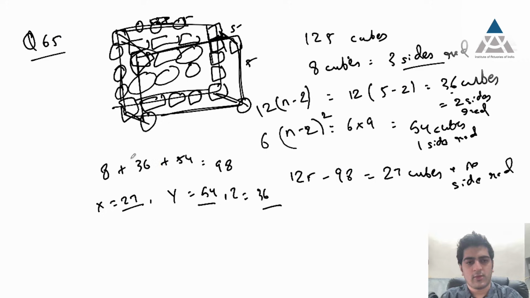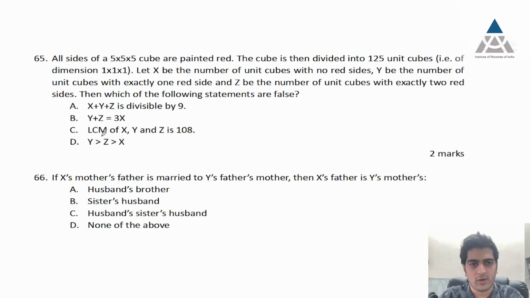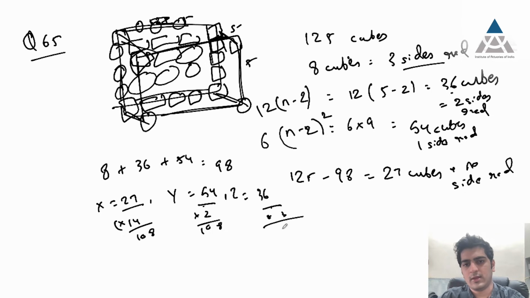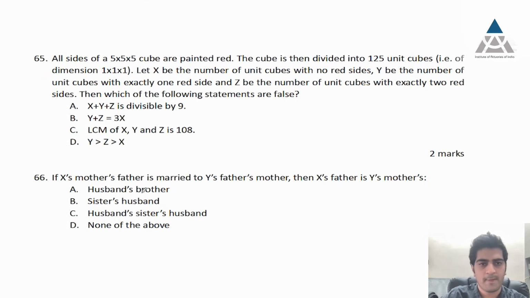Y plus z is 3x. What is y plus z? Y plus z is 90, and that's not 3x. 3x is 81. So this is not true. LCM of x, y and z is 108, and you can see that is the case because x into 4, that's 108, into 2, that's 108, into 3, that's 108. So the lowest common multiple of all three of them will be 108. There's no other one which all three of them are a multiple of.